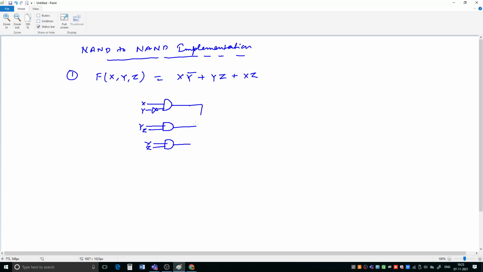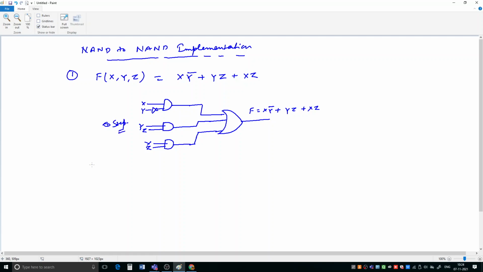So here now these are connected with one OR gate. So simply you draw one OR gate here. So this is our final result f, that is equal to x y' + y z + x z. That is what we have drawn. So this is the first step.